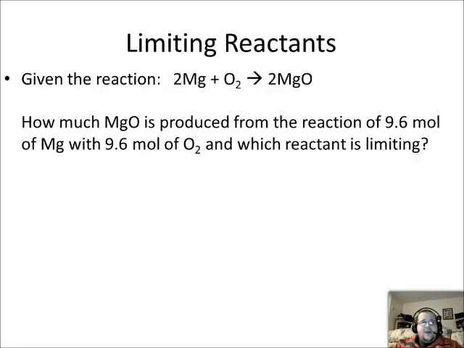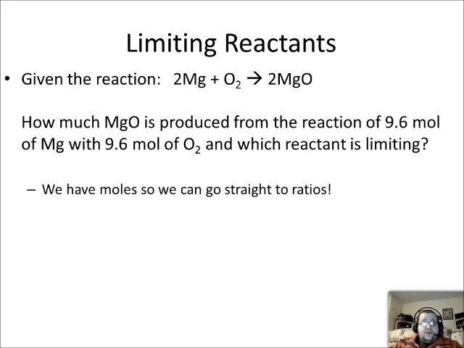So let's try one out. We're given the same reaction, relating the reaction of magnesium with oxygen gas, and it's asking how much magnesium oxide is produced from the reaction of 9.6 moles of magnesium with 9.6 moles of oxygen gas, and which reactant is limiting. Now, to find which reactant is limiting, we're going to need to find which is produced to begin with. So we have moles, and we have the balanced reaction that we're given, so we can jump straight into the ratios of the stoichiometry part of the calculation.